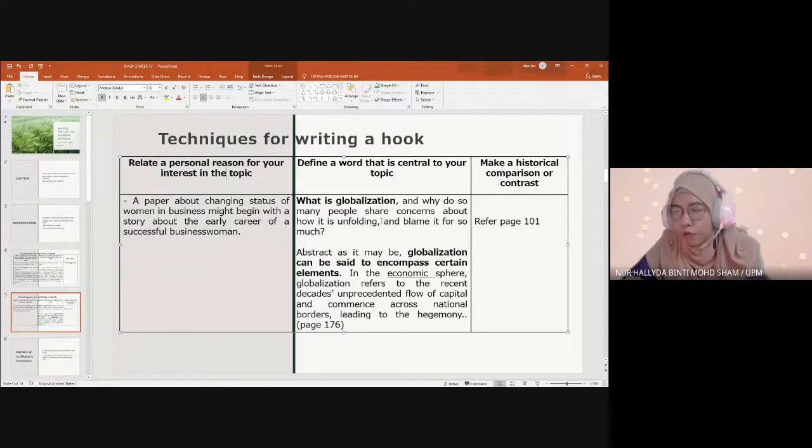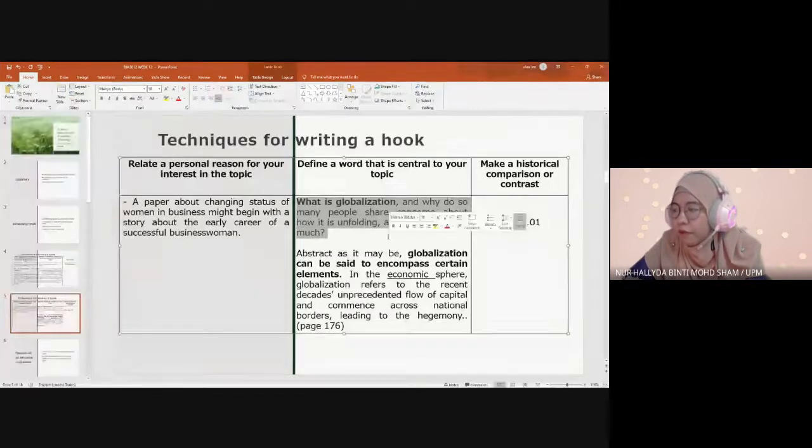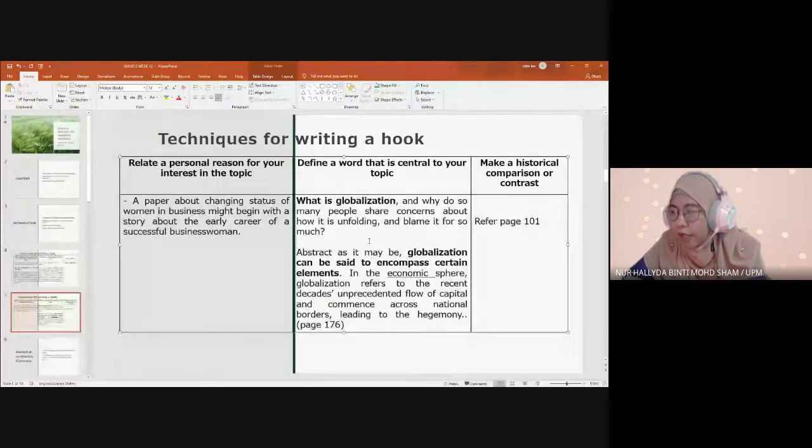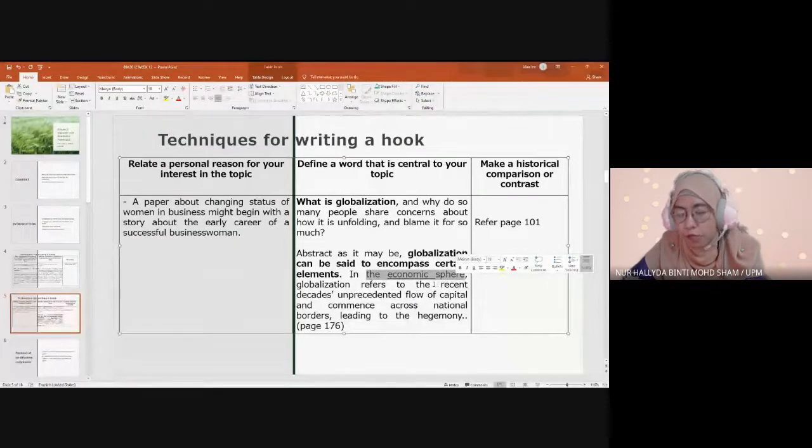So if you feel like your topic is dealing with this kind of term, you can start your introduction by defining the term. For example, here the topic is about globalization. So this author defines the term based on his focus. In this case, he wants to focus on the economic sphere. Maksudnya in the economic point of view, this is what globalization means.